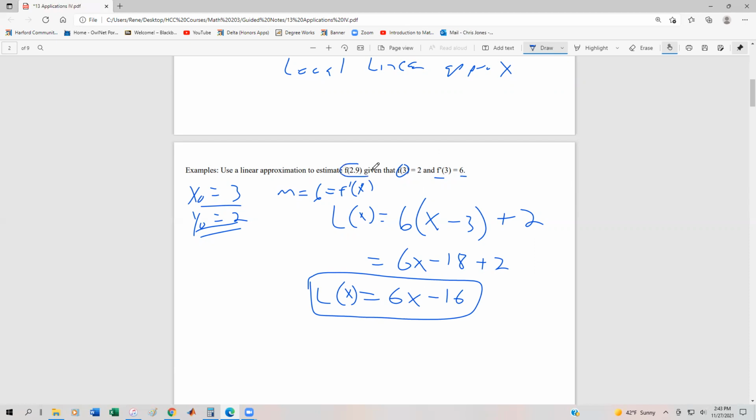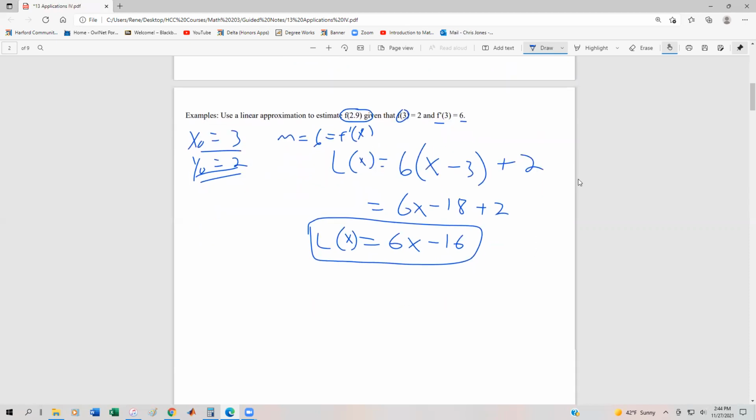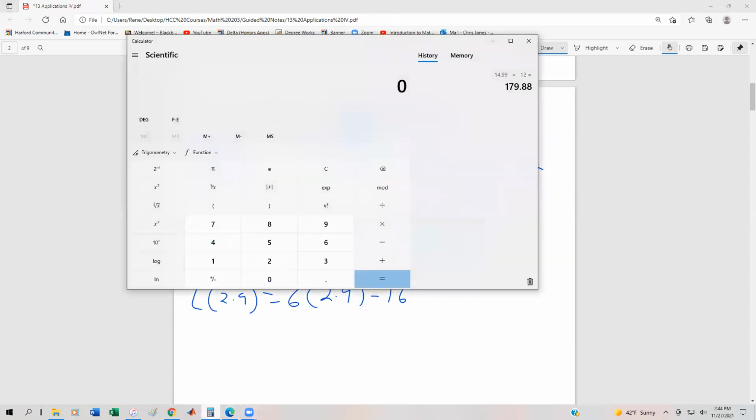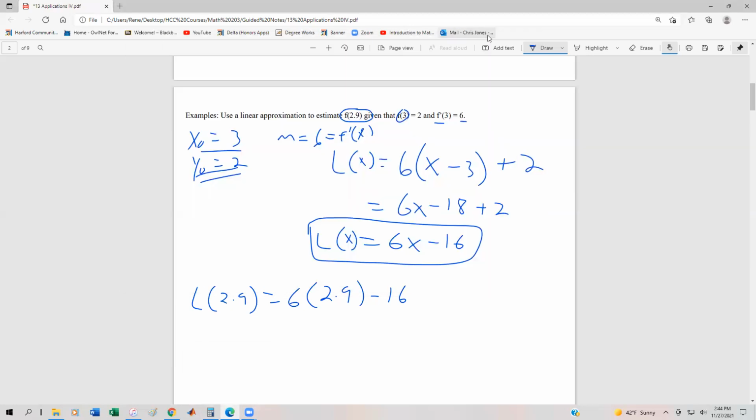Now we're going to estimate f at 2.9, and all we're going to do is find L at 2.9. That's going to be 6 times 2.9 minus 16. We could just use our calculator, so 6 times 2.9 minus 16, and we end up with 1.4.